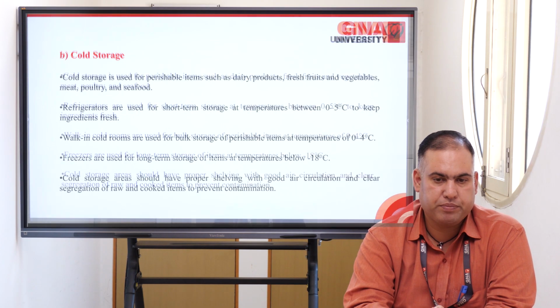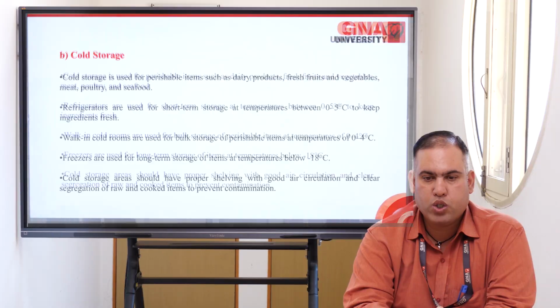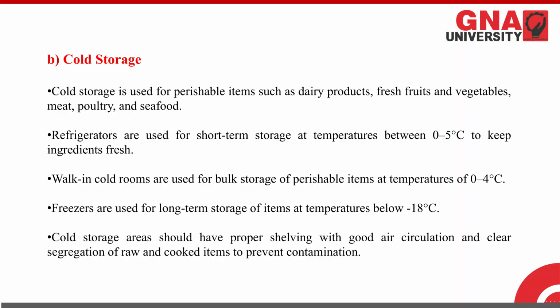Now, cold storage. As the name suggests, cold storage is used for perishable items such as dairy products, fresh fruit, vegetables, meat, poultry, and seafood. All those items require very low temperature for storage. Refrigerators are used for short-term storage at temperatures between 0 to 5 degrees centigrade to keep ingredients fresh.